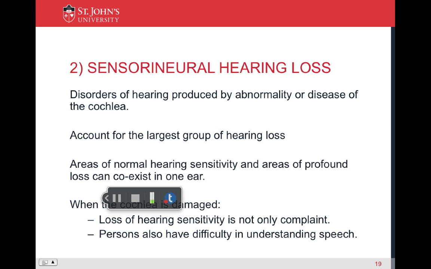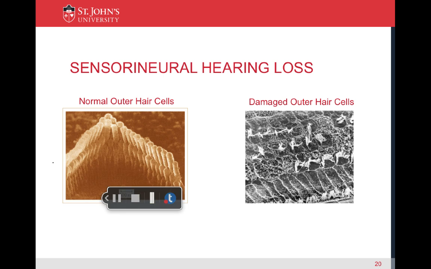Now, with sensorineural hearing loss, this is a disorder of hearing produced by an abnormality or a disease in the cochlea, and it accounts for the largest group of hearing loss. People that have sensorineural hearing loss could have areas of normal hearing and areas of profound hearing loss. It depends on where the damage occurs in the cochlea. So, people that have this type of hearing loss often complain that they have trouble understanding speech because they have some areas of the cochlea, for example, low frequency sounds, that are okay, and some areas of the cochlea that are damaged, like the high frequency sounds.